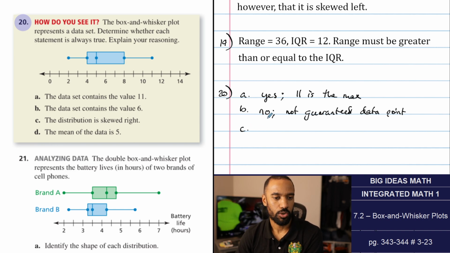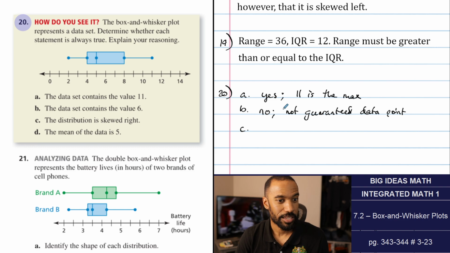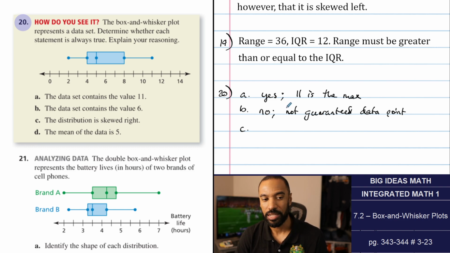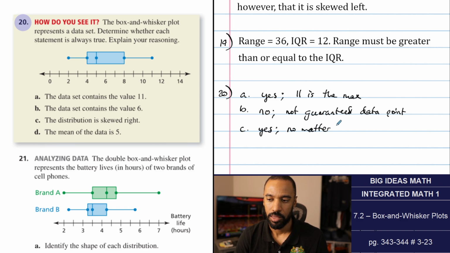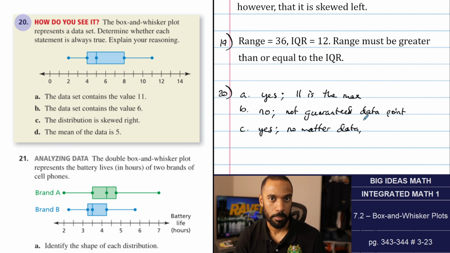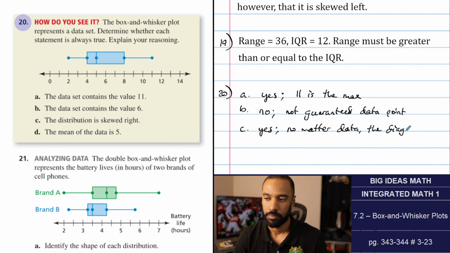The distribution is skewed right. For this particular plot, yes. It doesn't matter what data is involved. For the plot of this thing, this is skewed right. So no matter the values, no matter the data, like the actual numbers that we have here, the diagram shows a right skew.